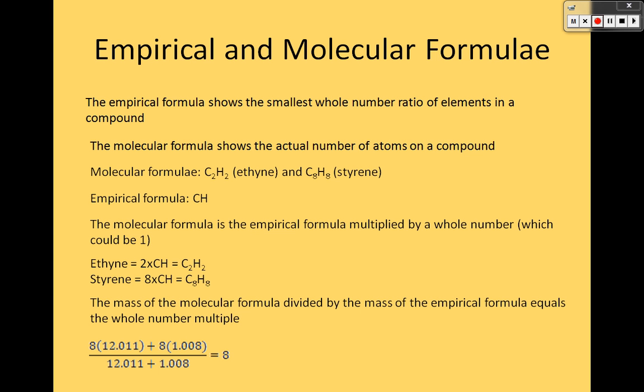A lot of times what you'll have, though, is an experimentally determined molecular mass. So whatever that number is, 8 times 12 is, oh boy, like 96, plus 8 is going to be about 104. So you might get something that says, the molecular mass was experimentally determined to be 104 grams per mole. And then you could calculate the empirical formula mass, and then you would divide and get 8.